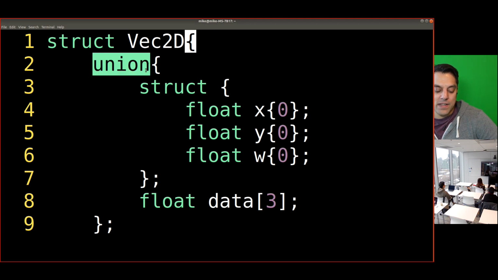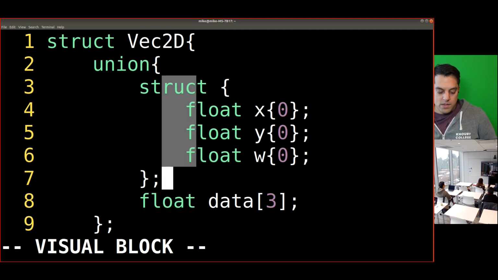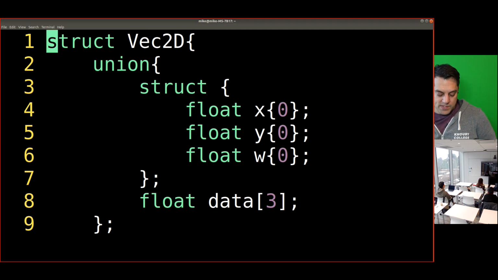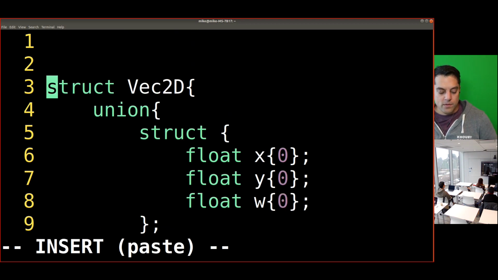Does anybody know what a union does? Do you want to try to explain it? You can interpret the struct in different ways. The underlying data is the same, but you can interpret it as shown here, either as an array or 3 different floats. Yeah, that's perfect. So again, just to restate that, a union is one collection of data.